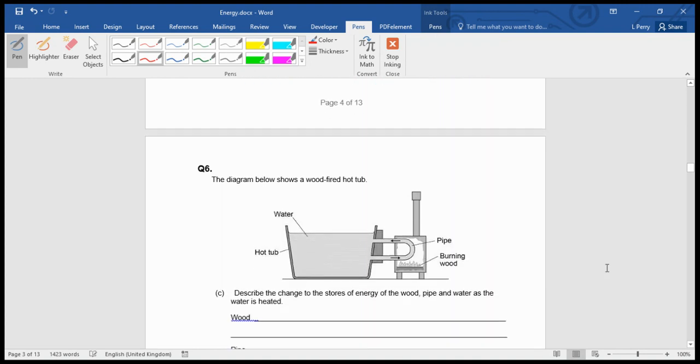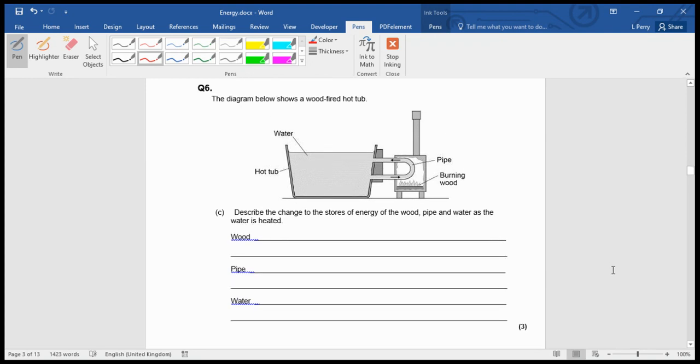Now the last one, oh no, I don't think it is the last one. I think I've got 2 more. The diagram below shows a wood-fired hot tub. Describe the change to the stores of energy of the wood, pipe, and water as the water is heated. So again, I've got to say the changes. I can't just name the energies. So the wood starts off with chemical energy, but I've got to say the change. So the chemical energy is decreasing because its energy is becoming the thermal energy.